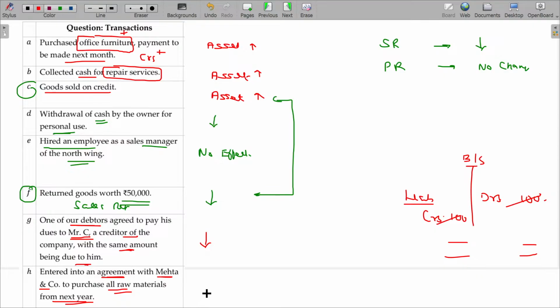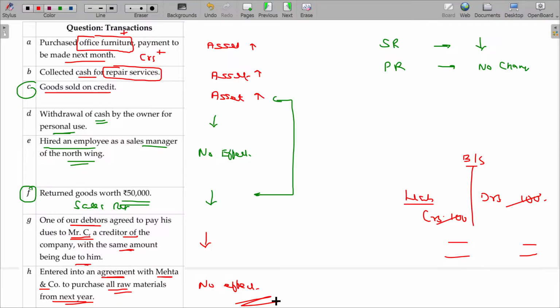It's normally a transaction of non-cash nature. There is no cash transaction. It cannot be measured in terms of cash. I committed, sir, that from the next month I will purchase. I'm not purchasing yet, so it is not an accounting transaction for recording purposes. So no effect. Is that clear?